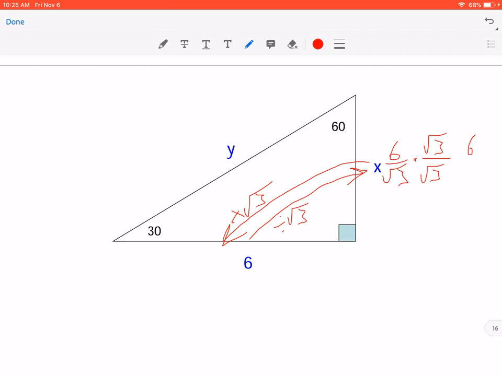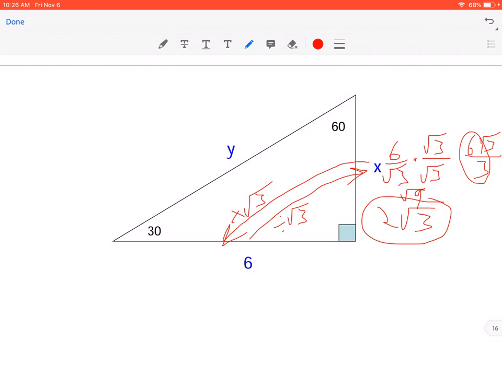So I have 6 radical 3 over radical 3 times radical 3, which is radical 9. What's a better way to say radical 9? That's just 3. Now, the 3's don't cancel, but you can simplify 6 over 3. 6 divided by 3 is 2. So your answer is 2 radical 3.